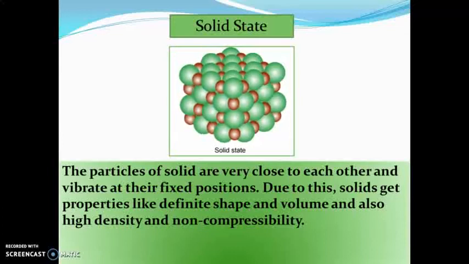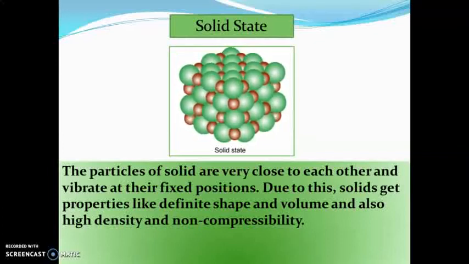Now, in case of the solid state, you can see that the particles of a solid are very close to each other and vibrate at their fixed position. Very clearly you can see in the diagram that the particles are very close and they are vibrating at their fixed position. Vibration means movement, but you can see that they are not moving here and there. They have a fixed position. Due to this, a solid gets properties like definite shape and volume.